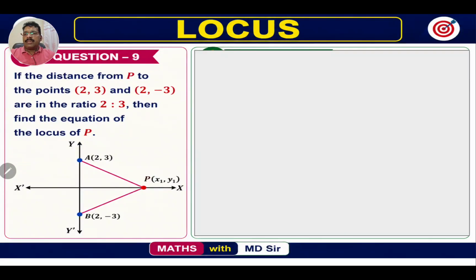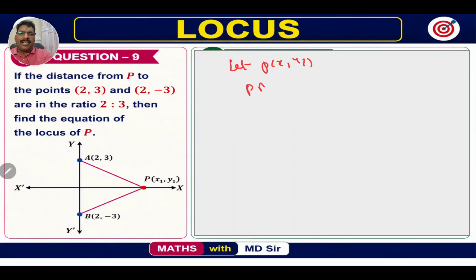See, if the distance from P to the points (2, 3) and (2, -3) are in the ratio 2:3, then find the equation of locus of P. So in this question, what is given? Two points are given. Distances are in the ratio 2:3, PA is to PB. Let P(x1, y1) be any point on the locus. That is our first step.